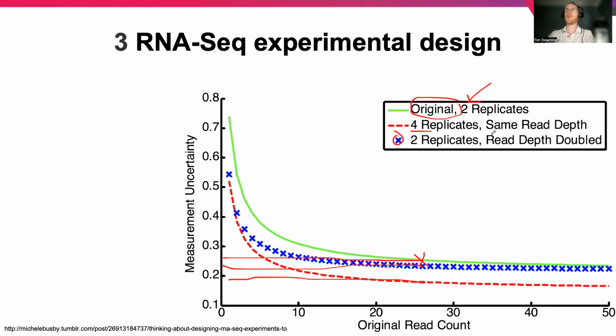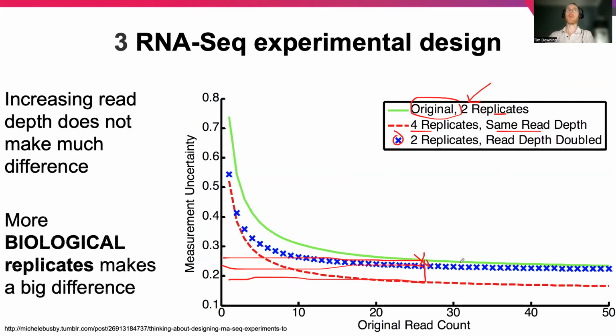If we increase the read depth between 2 replicates, the green and red, with the same read depth, we see that we get this big jump here, this big fall. Whereas if we have double the read depth for our 2 samples there in blue, we only get a small fall. So increasing read depth does not really help our power much. We need more biological replicates to tell us more.